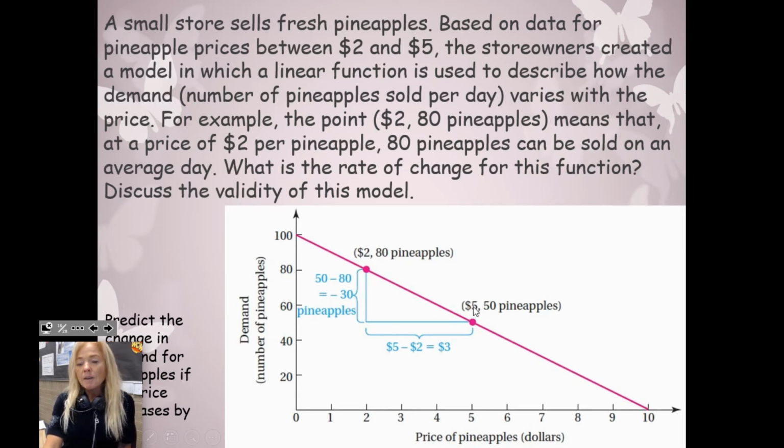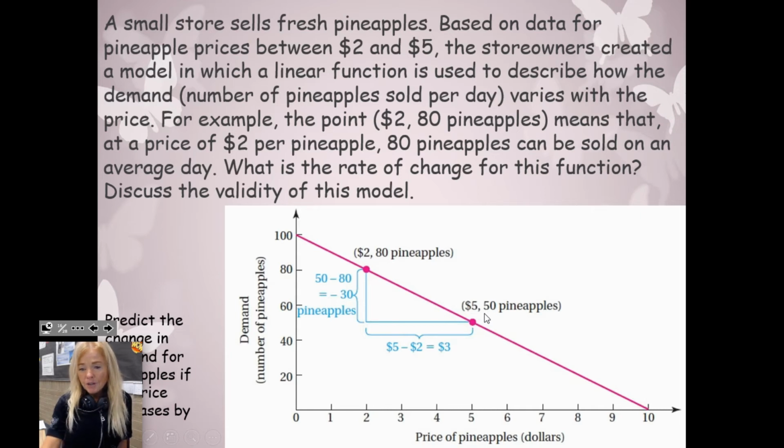And here we have $5. Notice the price went up to $5, and you can count on 50 pineapples being sold. All right? Now, if you have 100 pineapples, you're going to want to set your price at $2 so that you get them all sold. If you have 50 pineapples, then you would want to price them at $5, and that way you can sell them all, and you would earn more money because you sold all the pineapples you had at a higher price. What is the rate of change for this function?